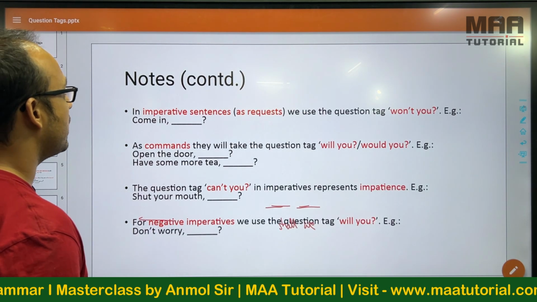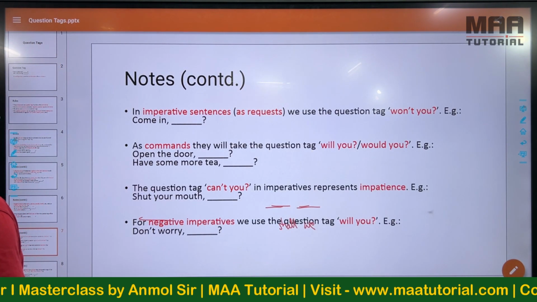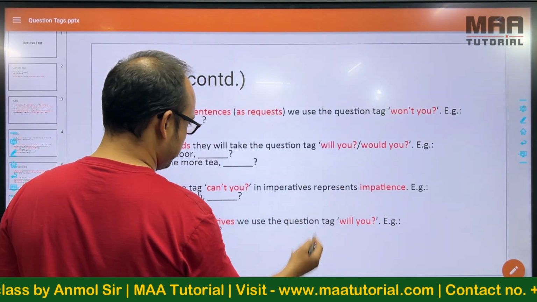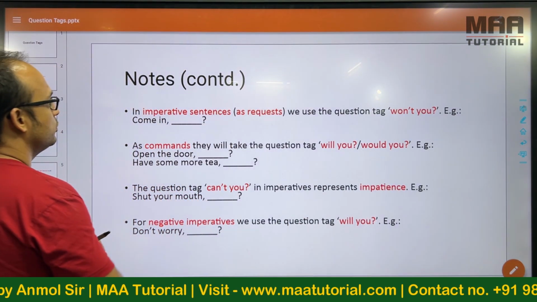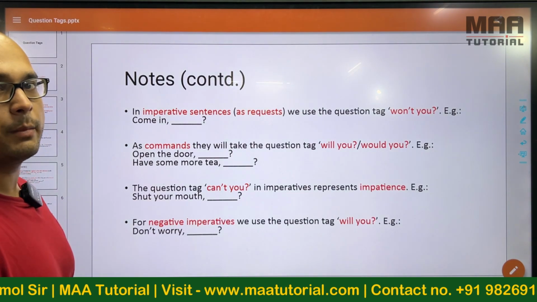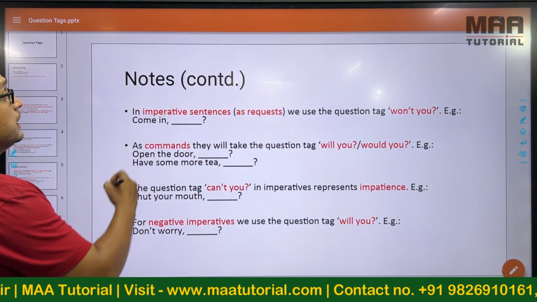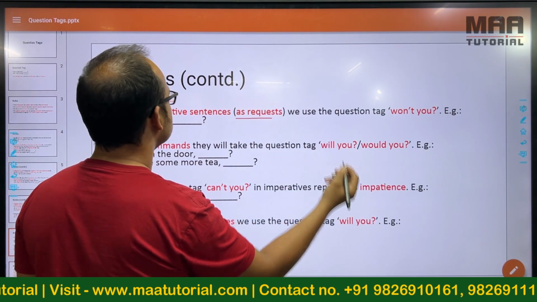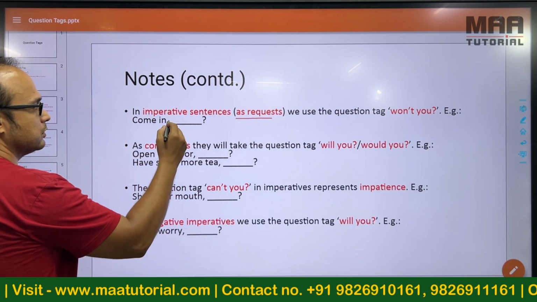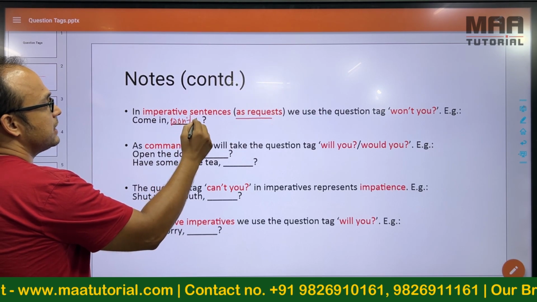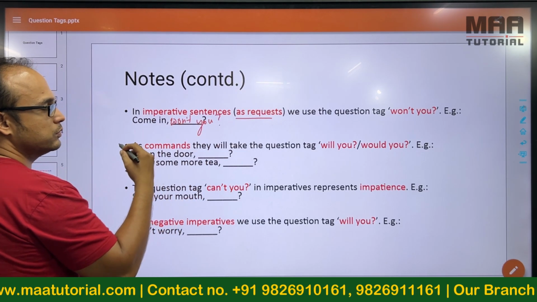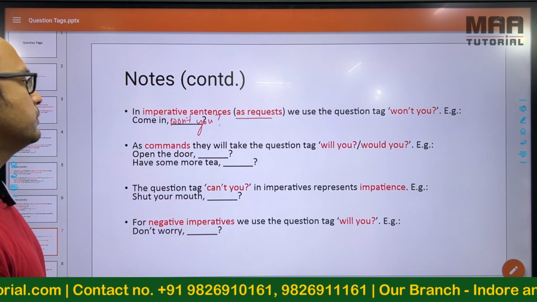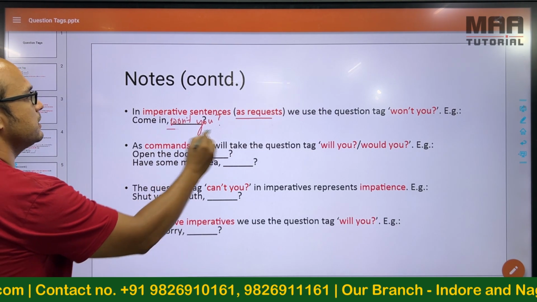Alright, now we will see how it changes according to the kinds of sentences. You must remember there were 5 kinds of sentences. If you don't, please go back and revisit the sentences chapter, which will help you revise. Now, imperative sentences, meaning requests: we use the question tag won't you. Come in, won't you? Remember in imperative sentences, the subject is always you. You come in. So, come in, won't you? Won't you is used in imperative sentences, remember that.